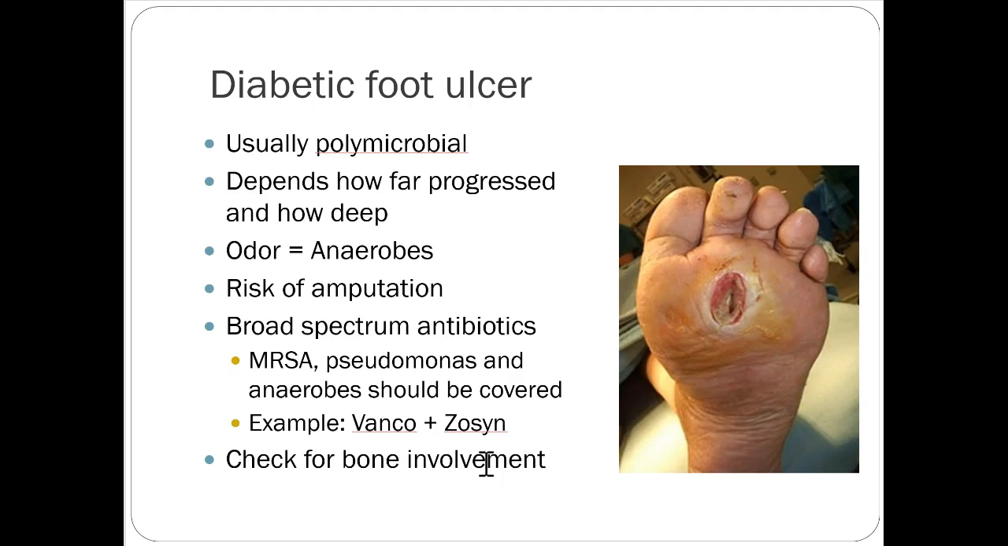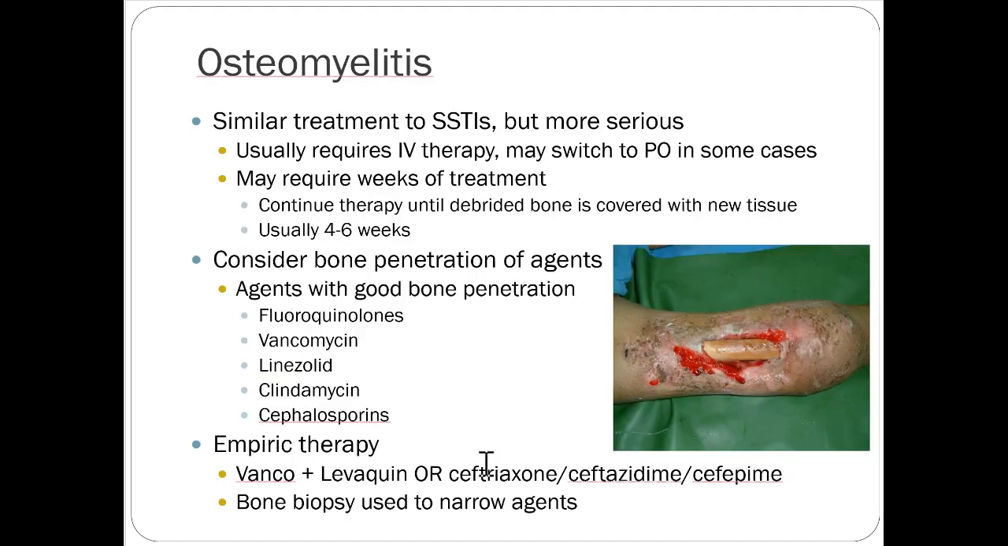So like a vancomycin Zosyn regimen would be something that would probably be indicated for a patient in this situation. If you have bone involvement, then you're looking at adding some sort of osteomyelitis treatment, which we'll talk about right now. Similarly treated to skin and soft tissue infections for bone infections, not a ton different. Usually your organisms aren't all that different, but it's more serious. It requires IV therapy. It's hard to get enough systemic exposure with PO to treat bone infections.